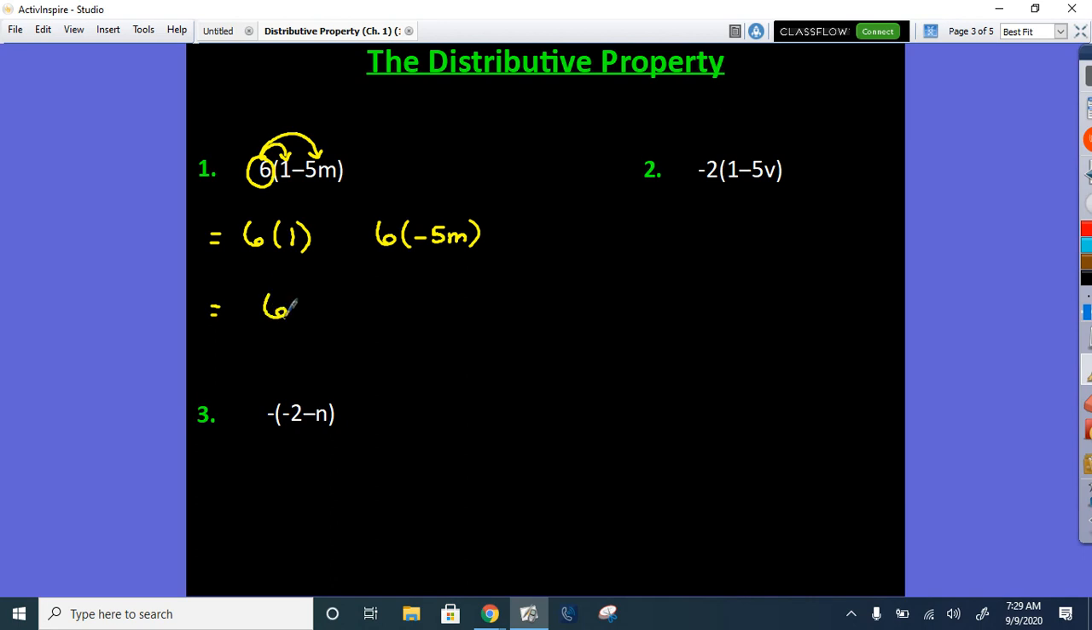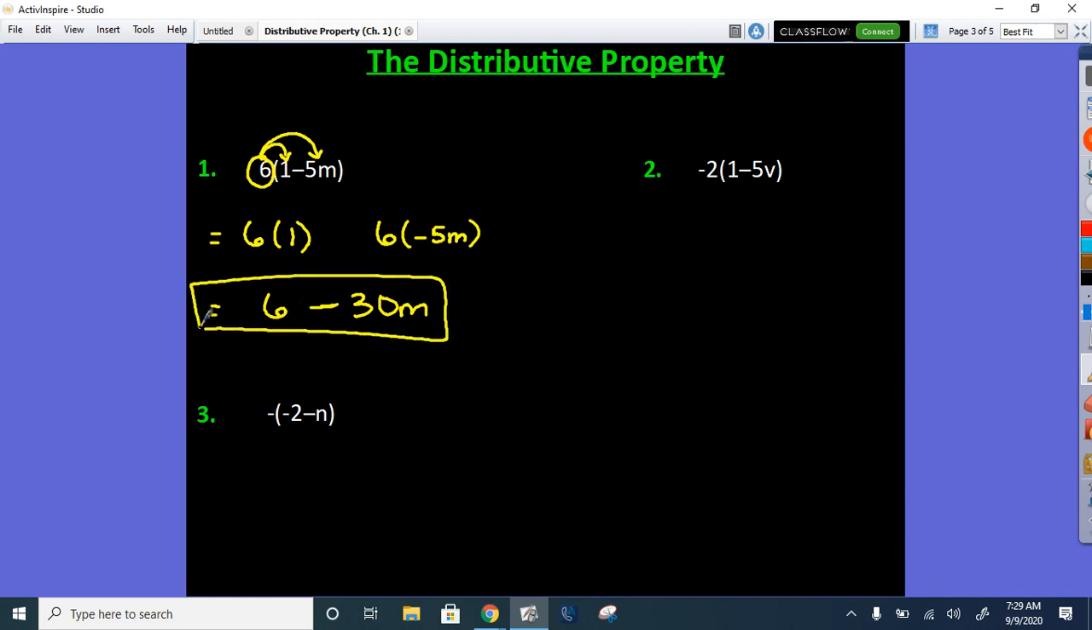So then I just execute. 6 times 1 is 6. 6 times negative 5m is negative 30m. And here's the beauty. If it's already negative, we know that a negative sign is the same as saying subtraction. I have 6 minus 30m. I cannot go any further from here because unfortunately, although this has an m, it has a variable, this 6 over here does not. So they're what we call unlike terms. So that would be as far as I could go.